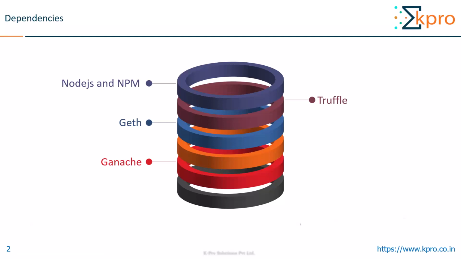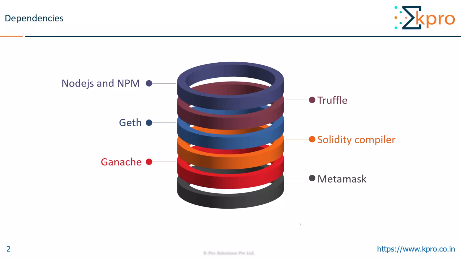The next one is Truffle. Truffle is a development environment, testing framework and asset pipeline for Ethereum. In other words, it helps us to develop smart contracts, publish them, test them, etc. The next one is the Solidity compiler. It is the compiler which is used to compile the smart contracts which are written in the Solidity language.